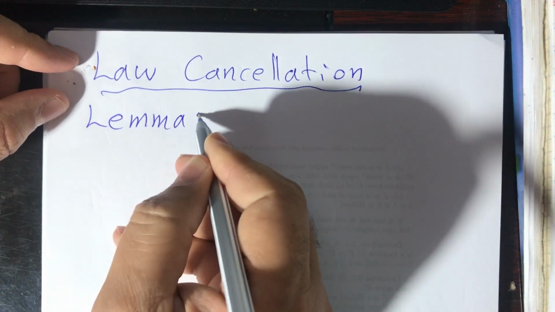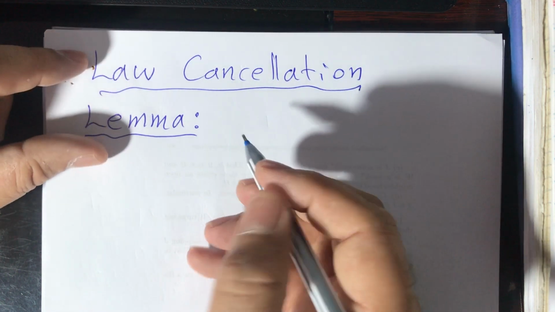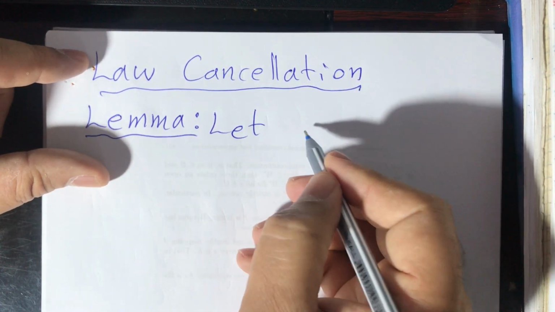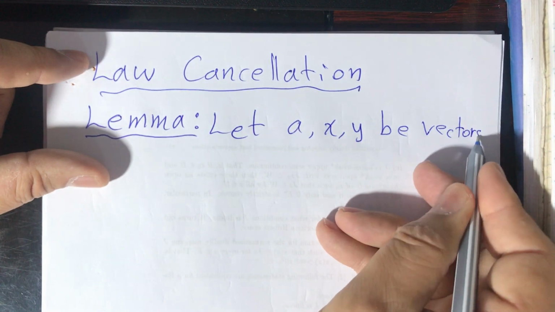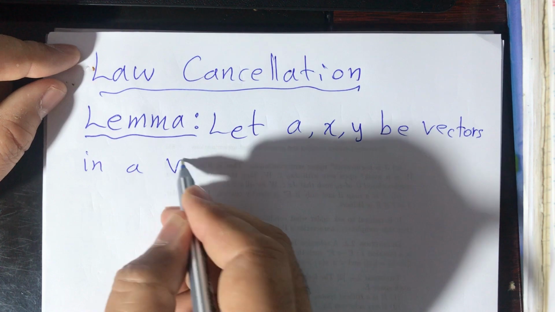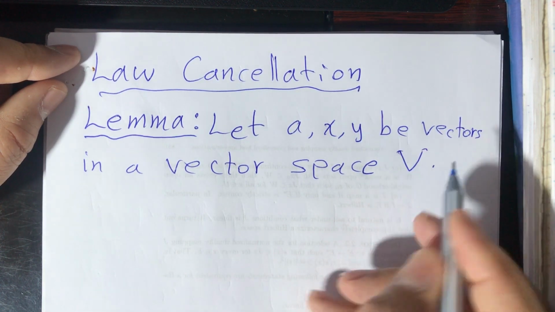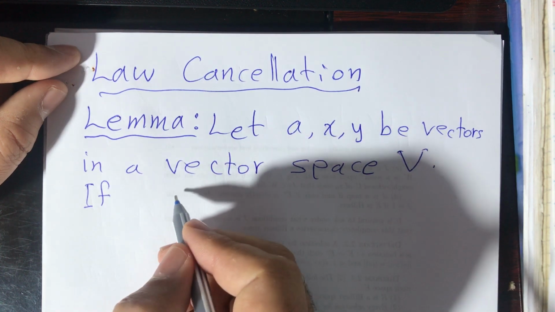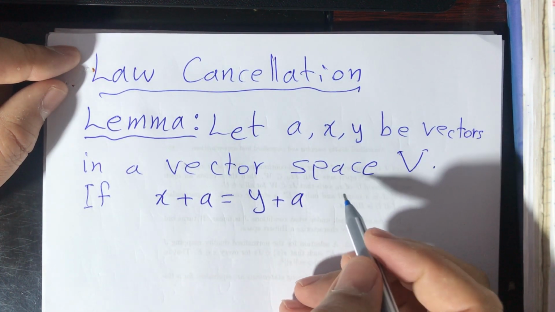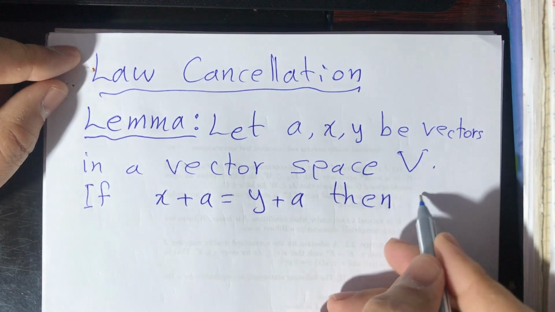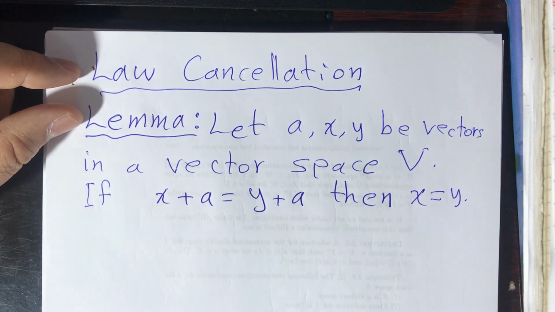Lemma. Let a, x, y be vectors in a vector space V. If x plus a is equal to y plus a, then x is equal to y. We call this the cancellation law. Proof.